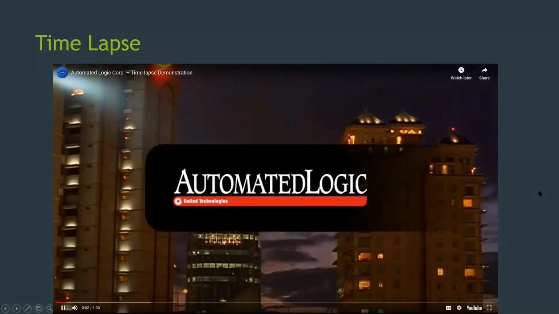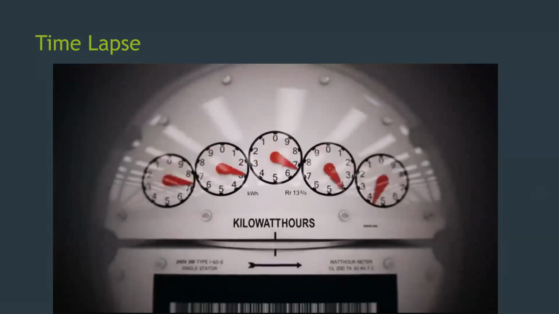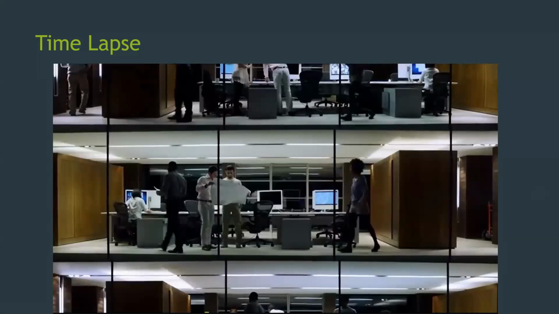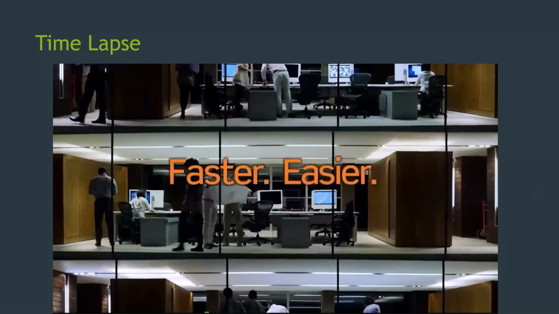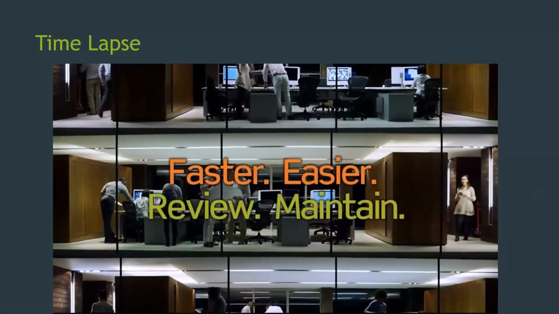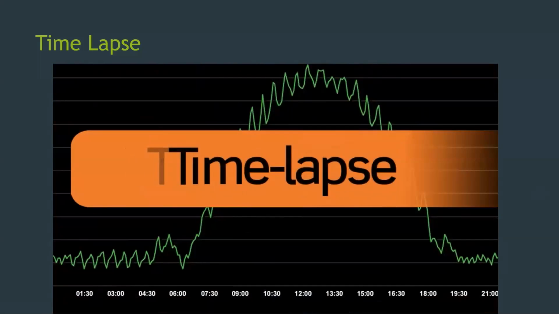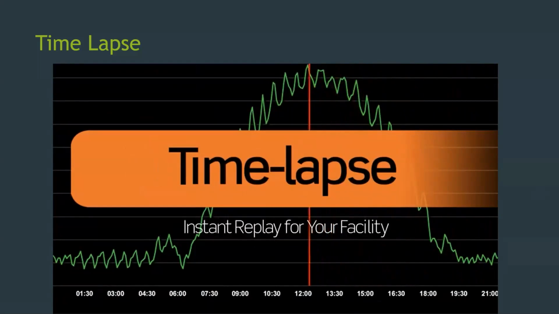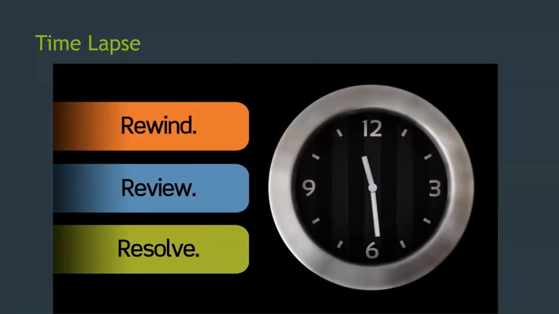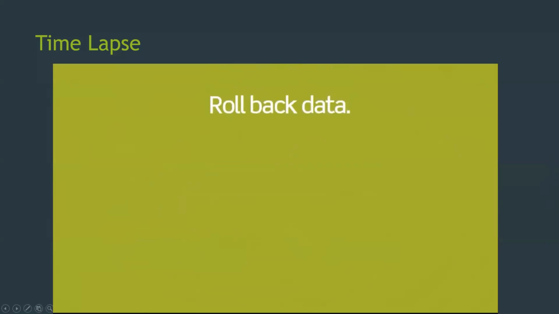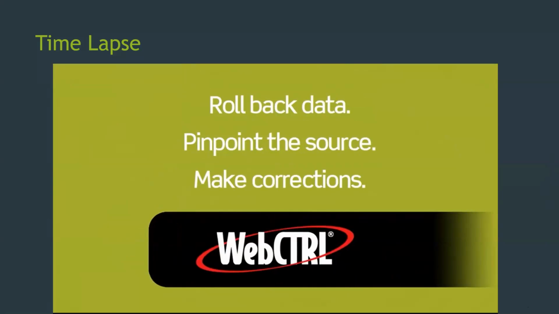At Automated Logic, our goal is to help you balance smart and efficient energy use with a comfortable environment. To help achieve that, we've developed a faster and easier way for you to review and maintain your facility's performance. Automated Logic introduces time-lapse, part of our web control building automation system. Time-lapse is an innovative diagnostic tool that works like instant replay for your facility. With the time-lapse feature, it's easy to rewind, review, and resolve building control issues. Roll back hours of historical data in just minutes. Pinpoint the source of any operational problem, then make the necessary system corrections with web control.